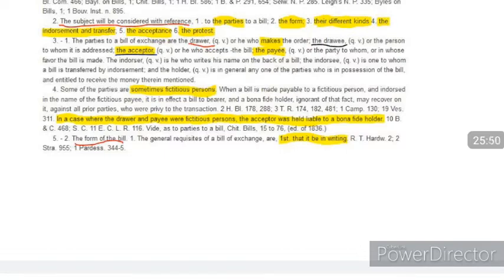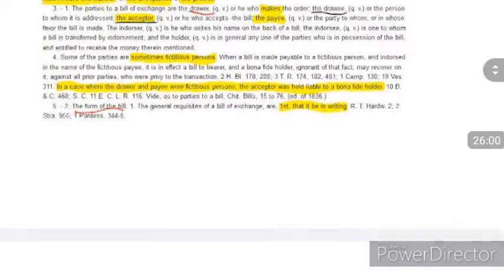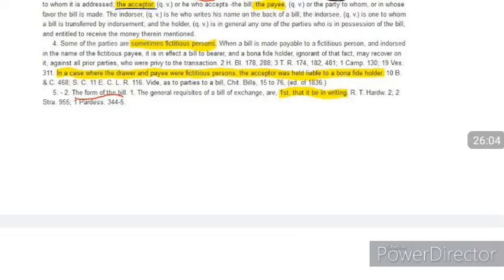Oh yeah, I want to point out that sometimes some of the parties are fictitious persons. Straw man. In the case where the drawer and payee were fictitious persons, the acceptor was held liable to a bona fide holder. That goes into the status of the persons. If you haven't looked up in the law the definition of persons, it'll really surprise you. But you need to go into that and fictitious persons.